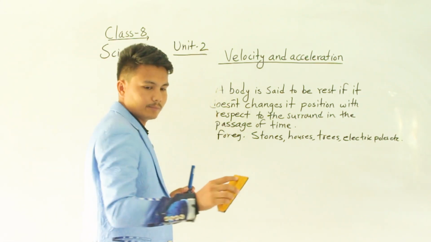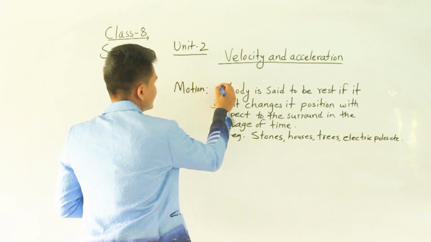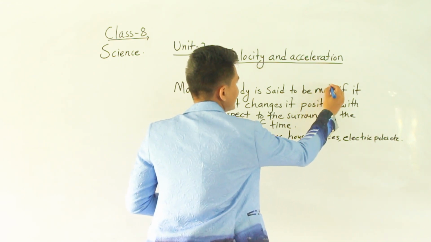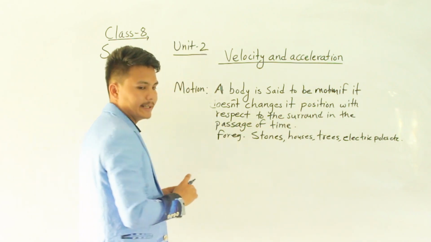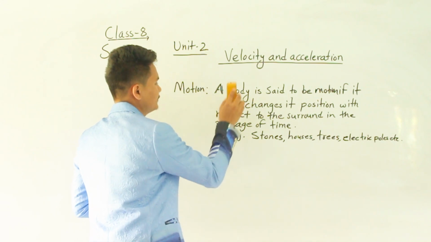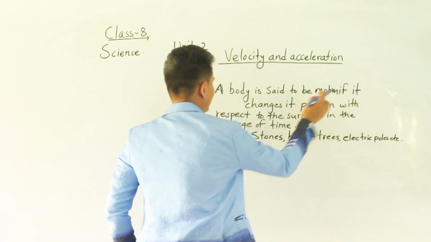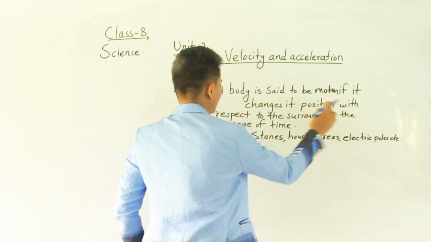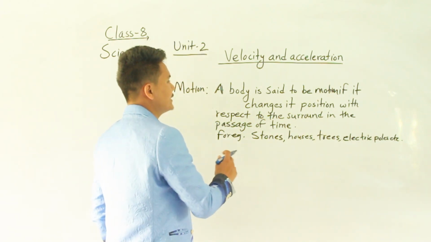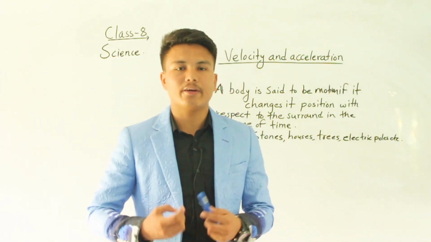So let's write what is motion. A body is said to be in motion if it changes. Now in rest we wrote does not, what happens in motion? It changes. All the definitions are the same. A body is said to be in motion if it changes its position with respect to the surrounding in the passage of time. Changes, like motion means an object is continuously changing its position.